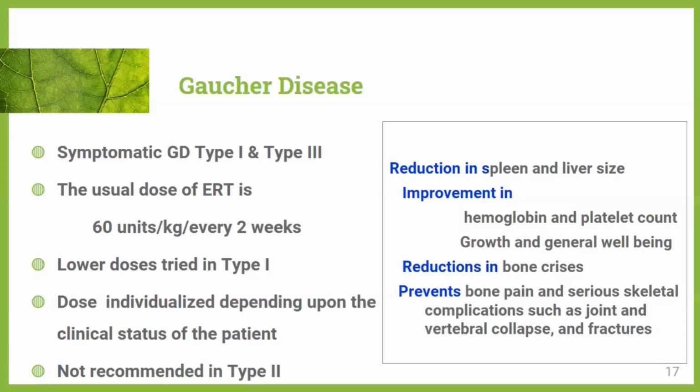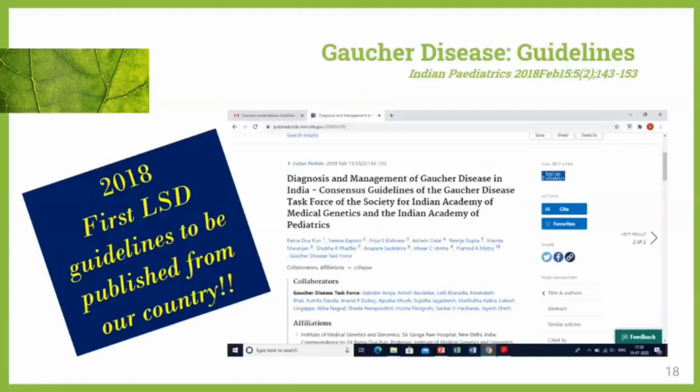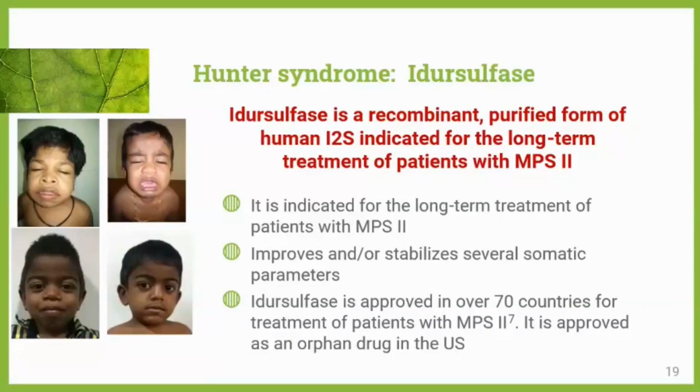Type 1 is also the same issue. Every patient is not getting that much benefit. Some patients may get benefit, that's all. So that is something you have to accept. But these are all treatments we can definitely follow. That is why for Gaucher disease, in Indian Pediatrics 2018, the first LSD guidelines published from our country are also there.